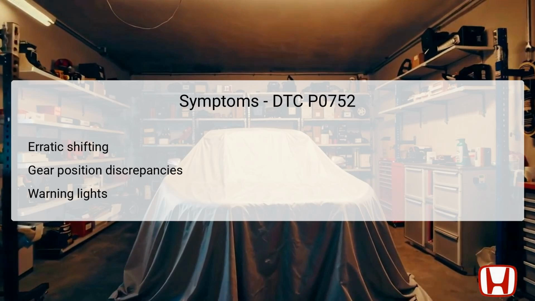Another symptom to look out for would be discrepancies in gear positions, where the commanded gear by the PCM does not align with the actual gear being engaged. For instance, the PCM may indicate a gear change to fifth, while the vehicle remains in fourth gear. Additionally, warning lights can illuminate on the dashboard, such as the malfunction indicator lamp, MIL, and the gear position indicator blinking, signaling a need for immediate attention through diagnostic testing.